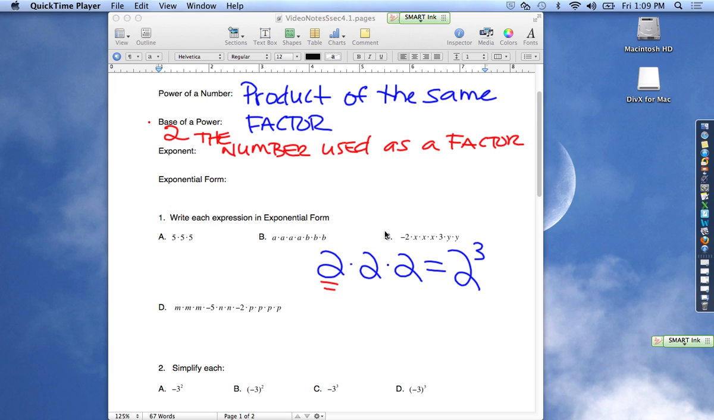And then the exponent is just simply the number that tells you how many times you're going to multiply that factor times itself. So the exponent in the example would be 3. And it just simply indicates how many times the base will be multiplied times itself.